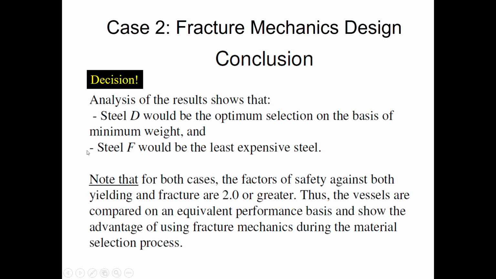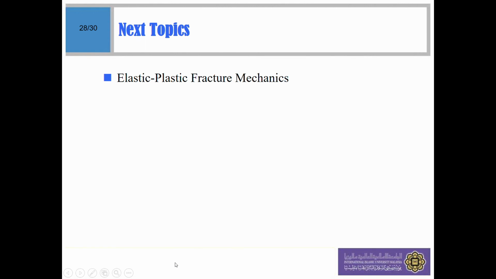Now it's time for them to decide which steel they want to be implemented for the fabrication of the pressure cell. Note that for both cases, the factor of safety against both yielding and fracture is 2.0 or greater. Thus, the vessels are compared on an equivalent performance basis and show the advantage of using fracture mechanics during the material selection process.